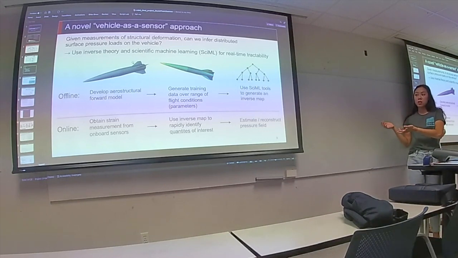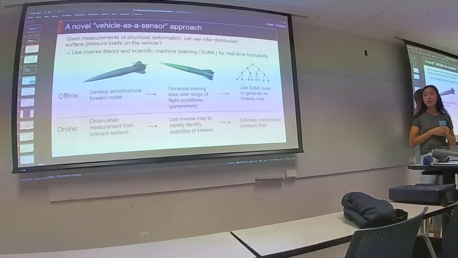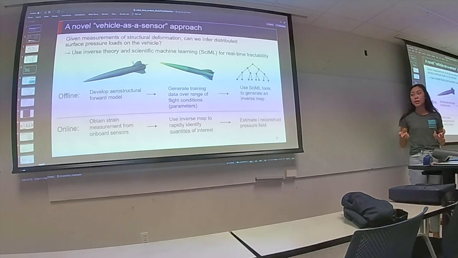Then once that inverse map is learned, we can move it online, and we can obtain a strain measurement from our onboard sensors, use the learned inverse map to rapidly identify the quantities of interest, and then we can estimate or reconstruct the pressure field, which is ultimately what we're after.